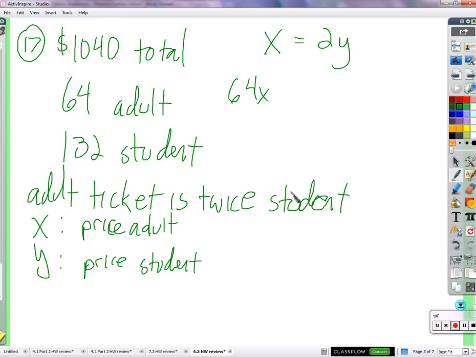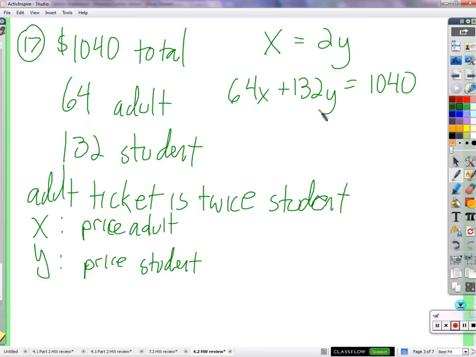Okay, this should start to roll us along here, Johnny. Plus 132y. I guess we could assume plus, right? Should we add them together? Yes. They should come out to be 1,040. So the amount we made off adults, plus the amount we made off students, added all together should get the total amount. No money coming from anywhere else. That should make it work.